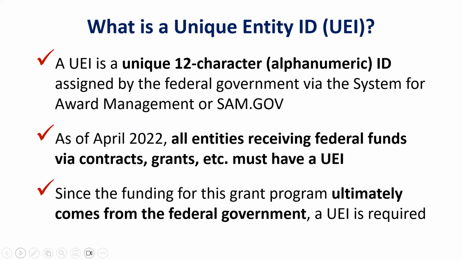A UEI is a unique 12-character alphanumeric ID assigned by the federal government via the System for Award Management, or SAM.gov. As of April 2022, all entities receiving federal funds via contracts, grants, etc. must have a UEI. Since the funding for this grant program ultimately comes from the federal government, a UEI is required.